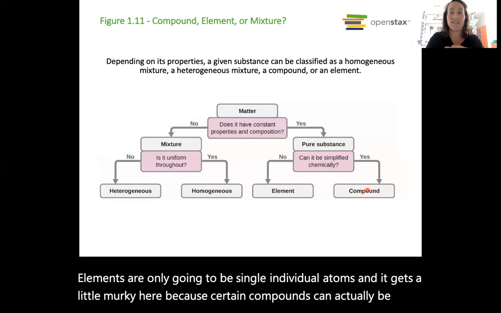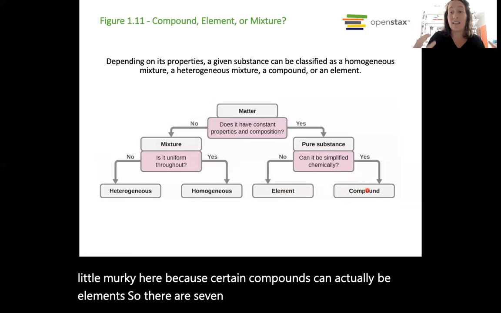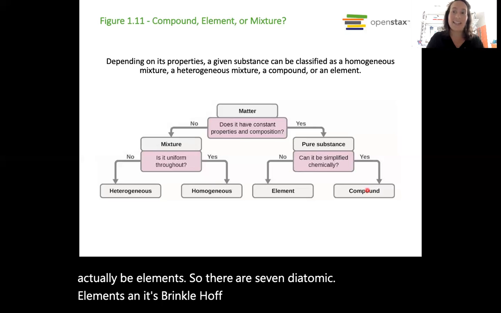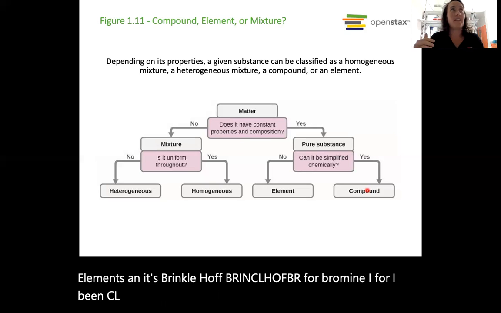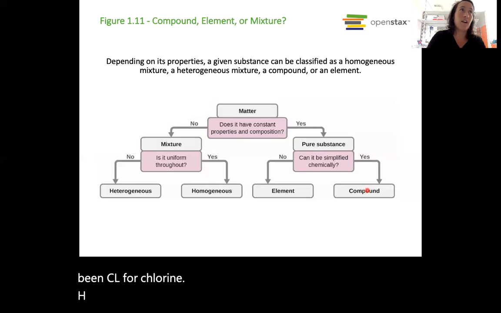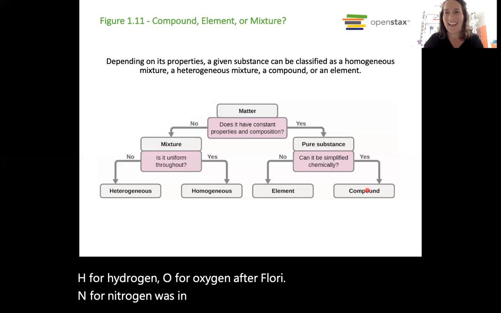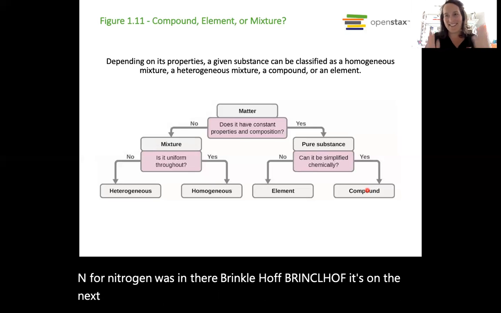So there are 7 diatomic elements, and it's Brinkelhoff, B-R-I-N-C-L-H-O-F. B-R for bromine, I for iodine, Cl for chlorine, H for hydrogen, O for oxygen, F for fluorine. N for nitrogen was in there. Brinkelhoff, B-R-I-N-C-L-H-O-F. It's on the next slide, or one of the slides in the PowerPoint. So Brinkelhoff are the 7 diatomic.